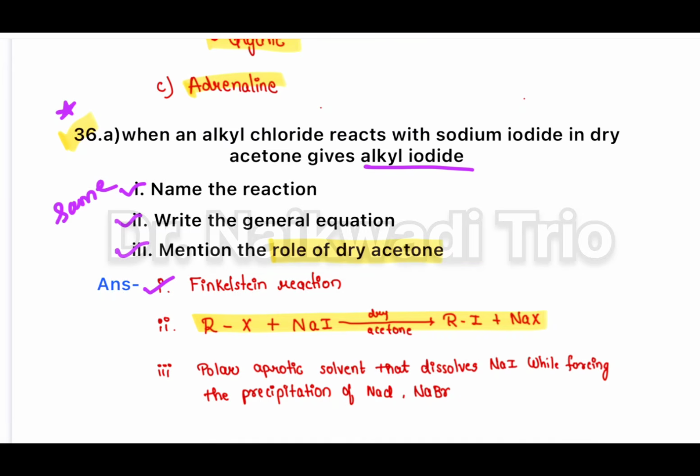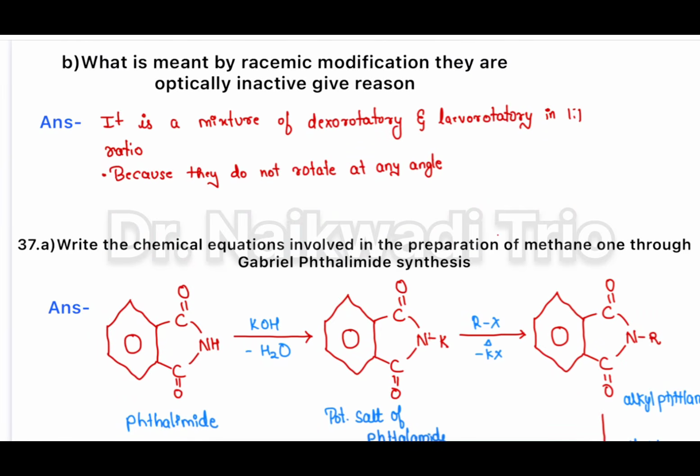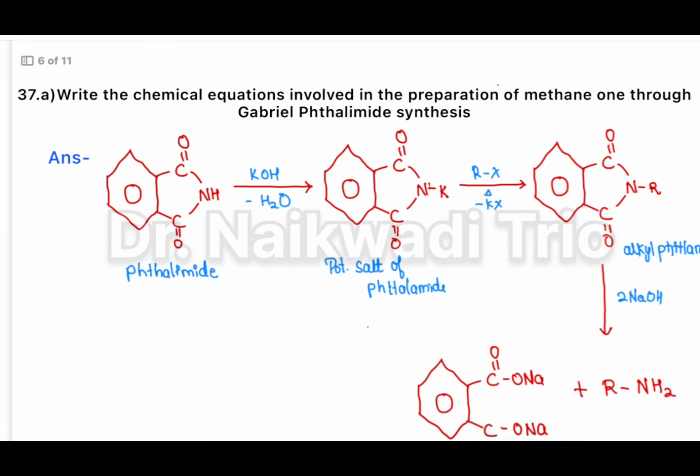Now we have to mention the role of acetone. So what is the role of acetone? It is a polar aprotic solvent that dissolves NaI while favouring the precipitation of NaCl and NaBr. Now the B question is also the same, that is what is meant by racemic modification and why it is called optically inactive. For this you have to give a reason. Racemic modification is an equimolar mixture of dextrorotatory and levorotatory forms in a 1:1 mixture. Now give reason, they have asked: because they do not rotate plane polarized light at any angle to the left or right side, they are optically inactive.